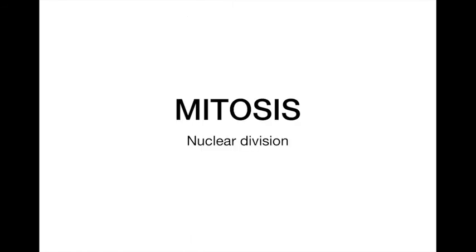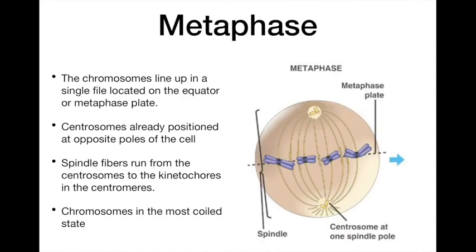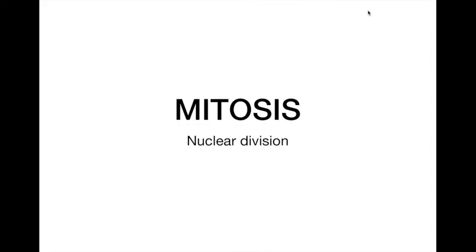So let's see the stages. Since the chromosomes have this appearance, they can be seen with the light microscope. Now let's move on. The chromosomes here, mitosis first, nuclear division. Let's see the stages.